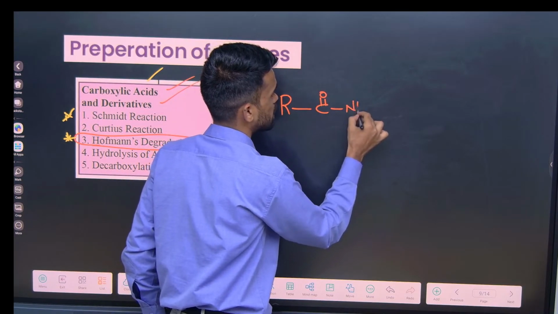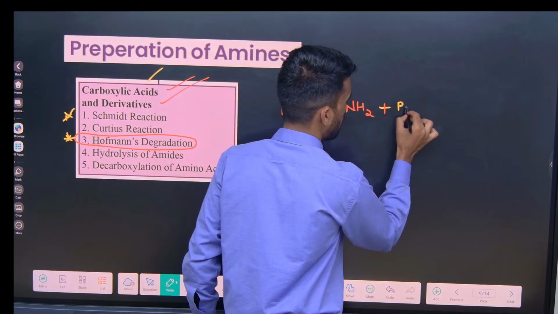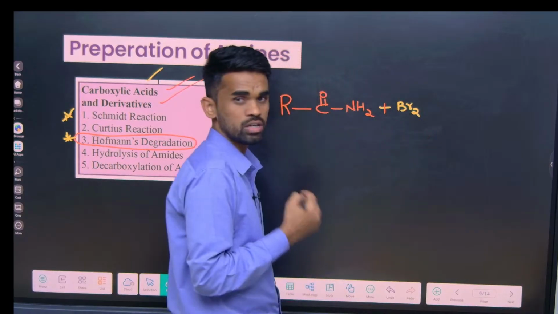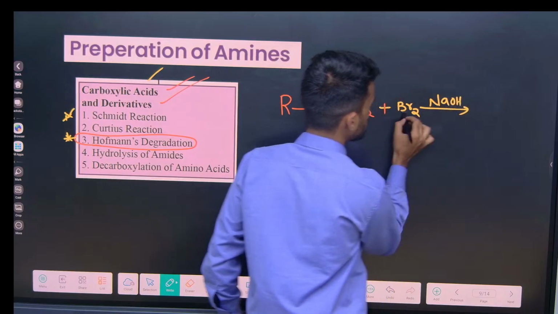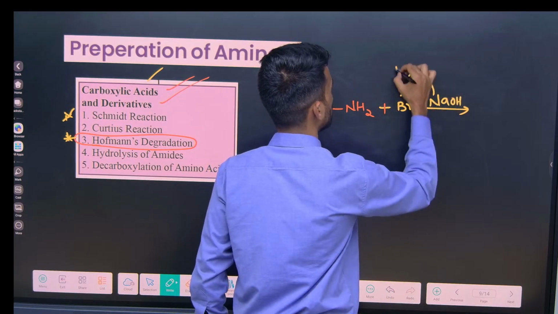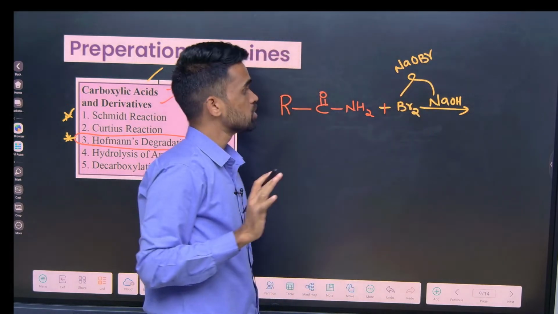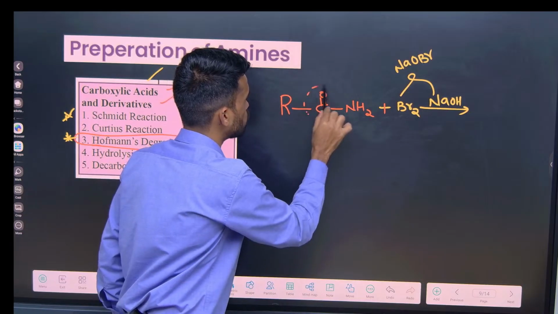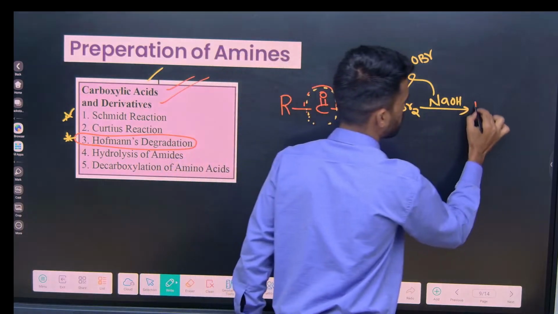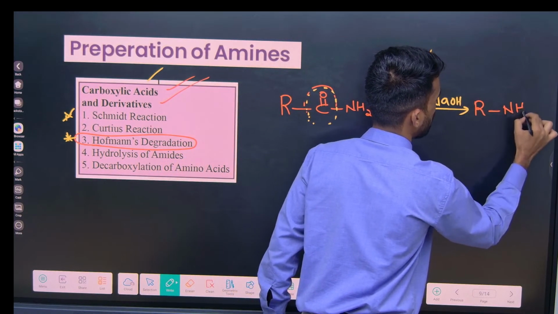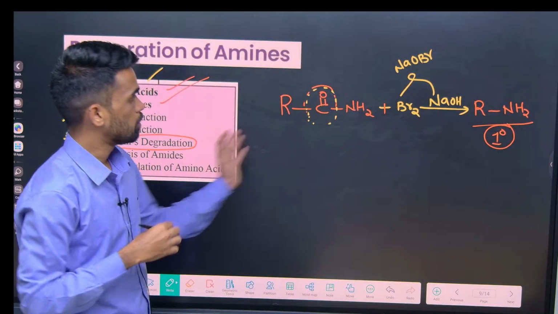In Hoffman's degradation method, what is involved? Amides. These amides react with bromine or any halogen like chlorine, bromine or iodine, in basic medium: bromine plus NaOH. This combination can also be given as NaOBr. Any of these combinations is fine. Now the carbonyl group you are seeing here will be removed. So the final product you are going to get is RNH2, a primary amine.